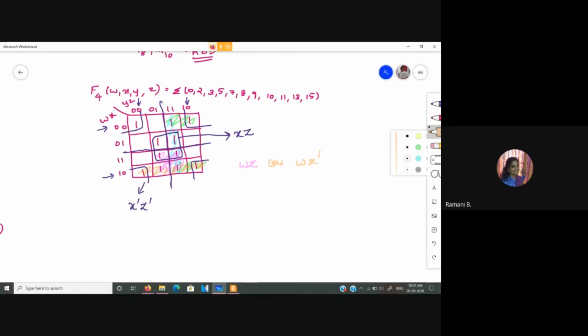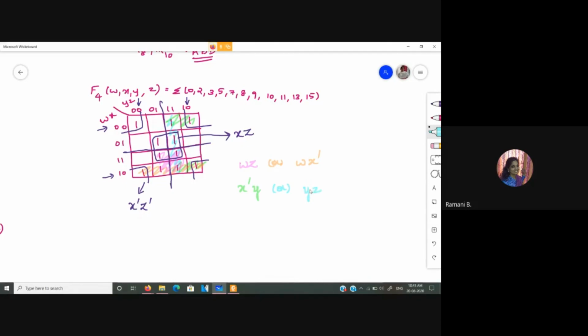Okay, and for the green highlighted one, the expression is w equal to 0 and x equal to 0, w equal to 1 and x equal to 0. So this is x bar, and with respect to yz, y is equal to 1 is common, so x bar y. And for this blue highlighted one, we have yz.